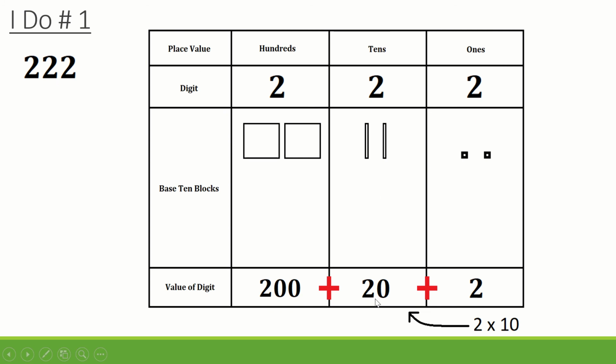Similarly, if I wanted to take the value of the 2 in the tens place, which is 20, and multiply it by 10, the resulting product would be 200. And so that tells me that this 2 in the hundreds place has a value that is 10 times greater than the 2 in the tens place.